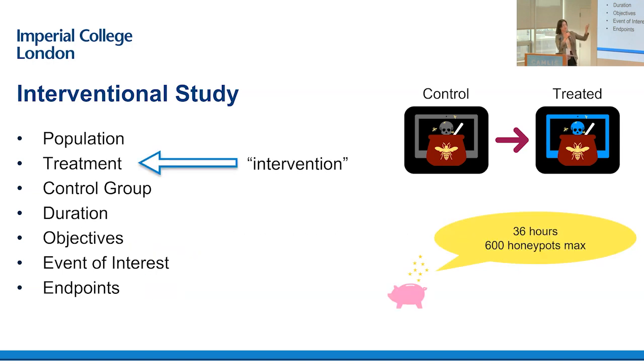We then have our control group, right? The part I didn't change, and then our duration. And this is typically dictated by some piggy bank. How much money do I actually have? How much can I afford? This will come up a little bit later.